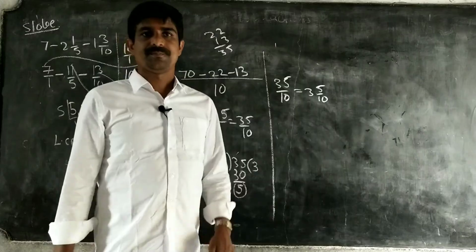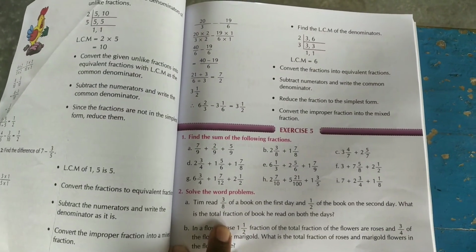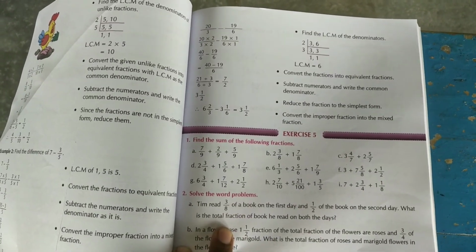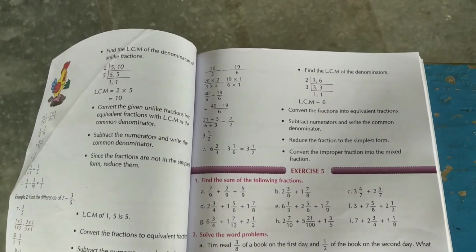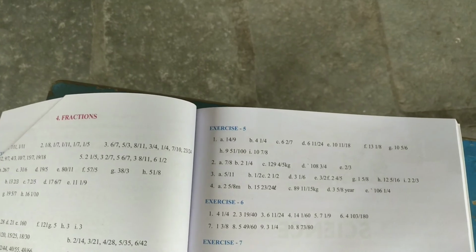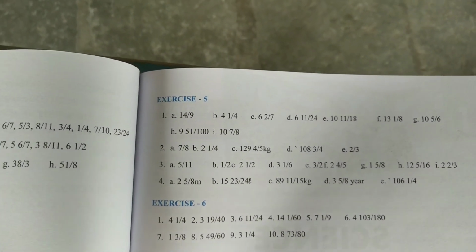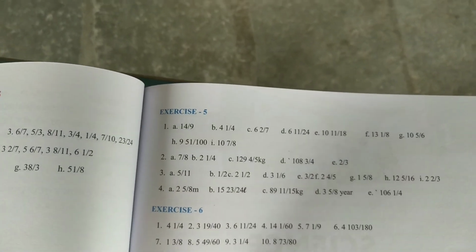In exercise 5, first bit, that is 1A to I, write the problems and solve them. Now I am giving the answers. Okay. These are the answers of exercise 5 first bit. So 1 to I you have to write down, solve and check yourself only.